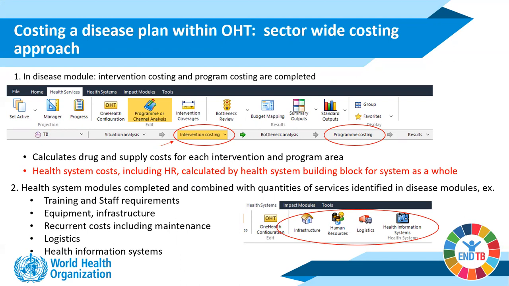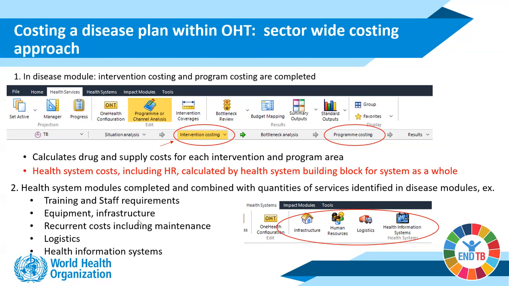This schematic gives you an overview of costing a disease plan within the OneHealth Tool sector-wide costing approach. You would calculate drug and supply costs for each intervention and program area, but health system costs, including human resources, are calculated by the health system as a whole. So human resources, even for TB, would be accrued under the human resources health system building block.